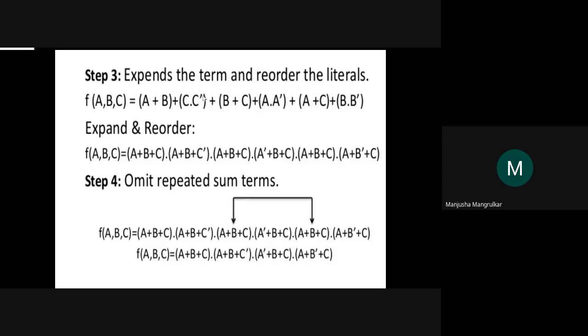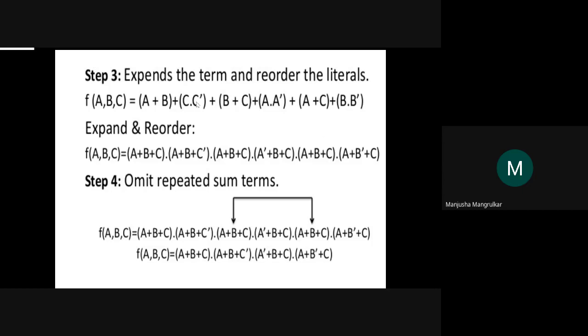C dot C complement. As we have seen in the theorem, A dot A complement is equal to 0. Suppose A is equal to 0, so 0 ANDed with 1, the answer is 0. Or if A is equal to 1, then 1 ANDed with 0, the answer is 0. So we have to add the 0 here. In product of sum we are adding 0, and 0 is what? C and C complement. So now what is the distribution law over here?